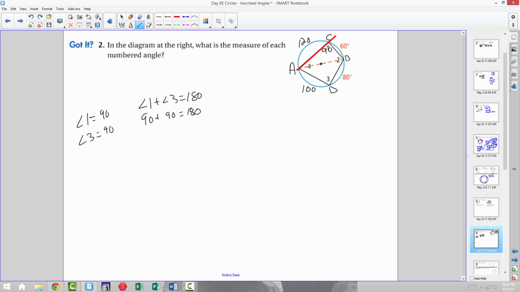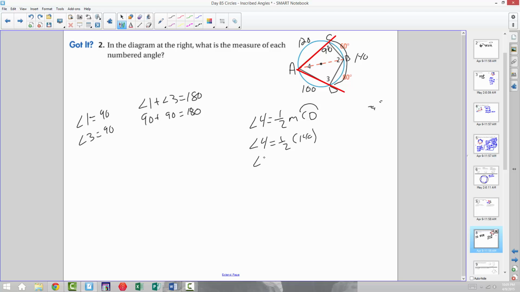Now, with angle 4, angle 4 has intercepted arc CD. Well, the arc of CD is 60 and 80, which is going to be 140. So if I know that arc CD is 140, I know angle 4 is equal to half of the measure of arc CD. So angle 4 is equal to half of 140. So angle 4 is 70. Since I have angle 4, I know angle 4 plus angle 2 has to equal 180. So if angle 4 is 70, angle 2 is 110.